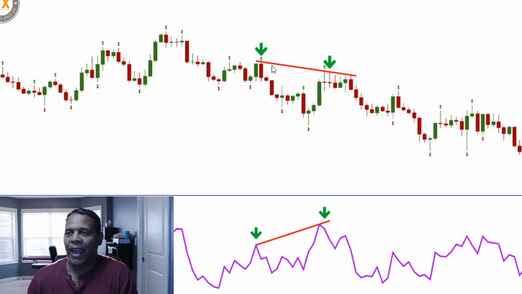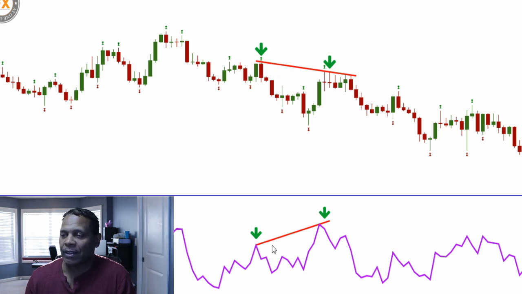And here you could see now we're looking at hidden bearish divergence, where the market looks at these highs. When you look at these highs, this high is lower than this high, and that's the way the market would be moving. This high would be lower because we're trending to the downside.